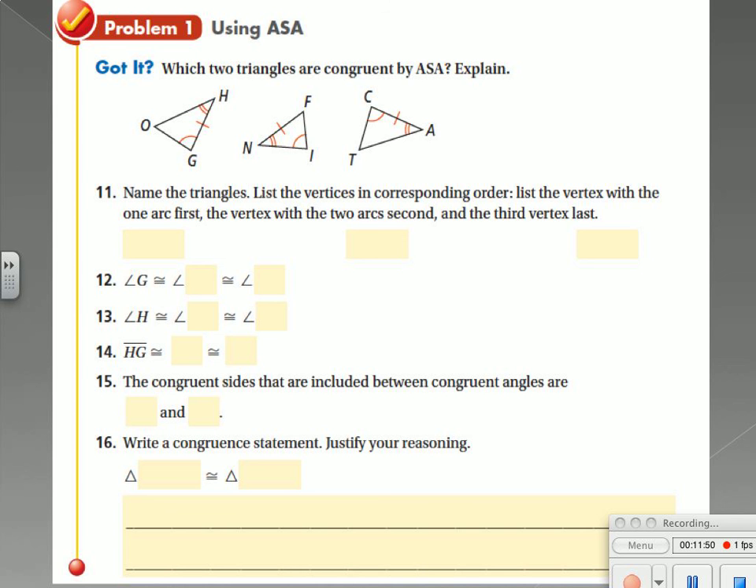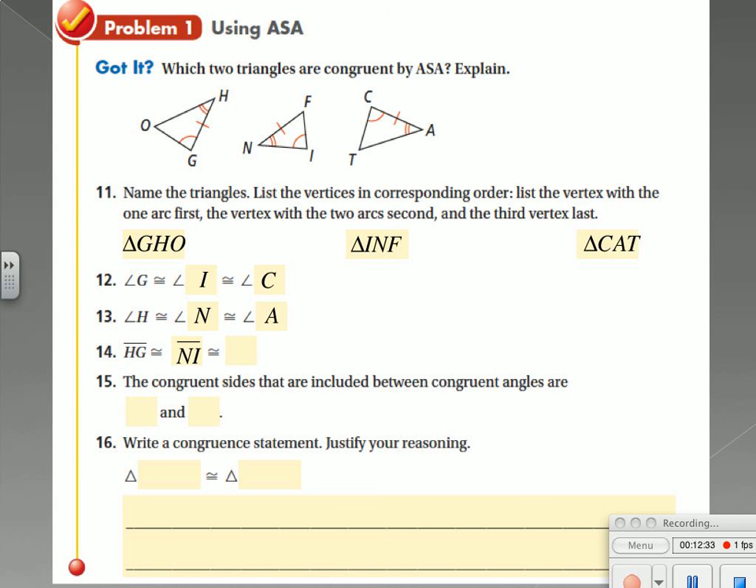So we're going to name the triangles and list the vertices in corresponding order. List the vertex with the 1 arc first, and the vertex with the 2 arcs second, and the 3rd vertex last. So the first triangle is triangle GHO. The second triangle is triangle INF. And the last triangle is triangle CAT. So angle G is congruent to angle I, which is congruent to angle C. Angle H is congruent to angle N, which is congruent to angle A.